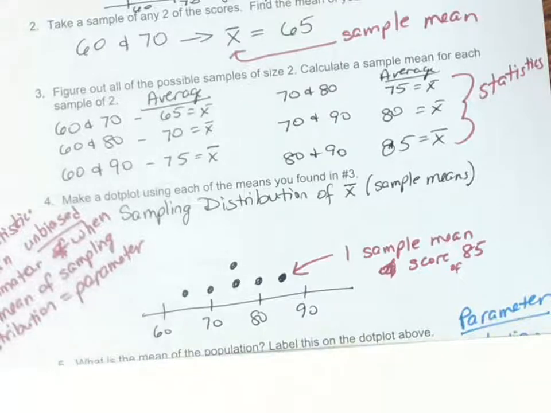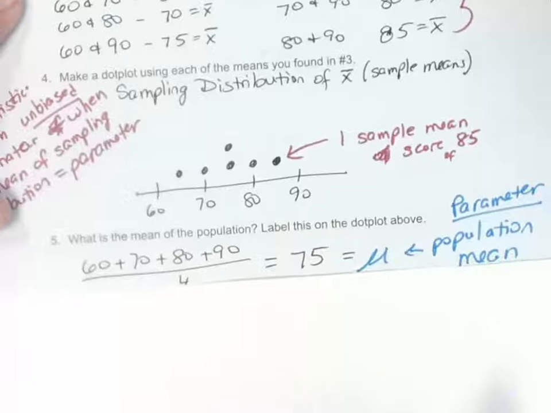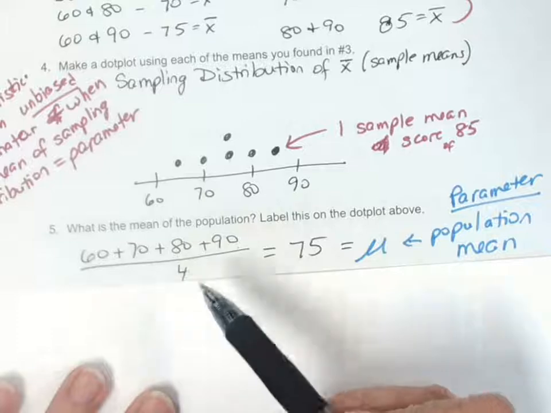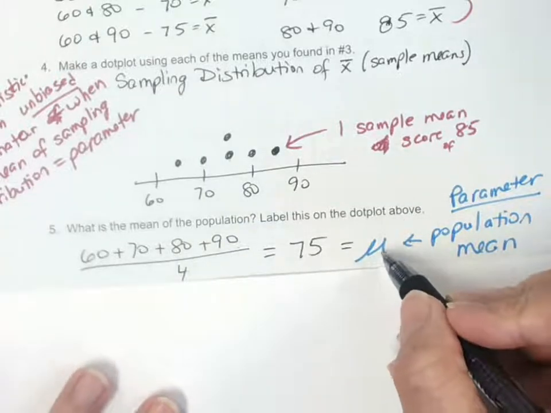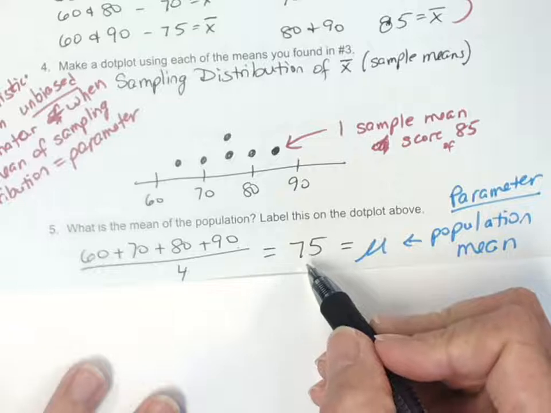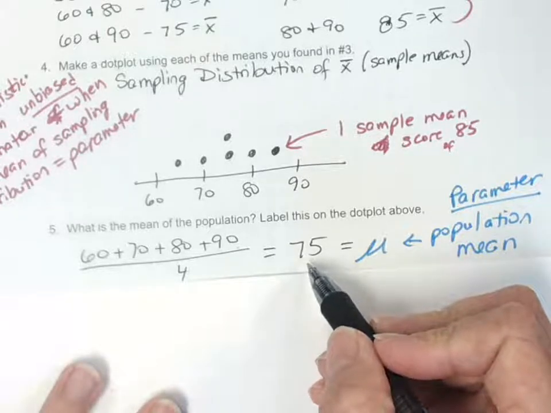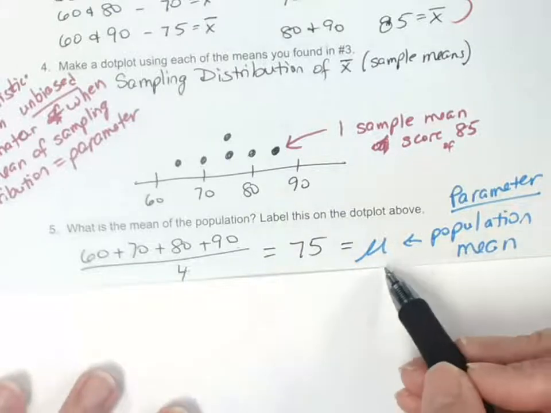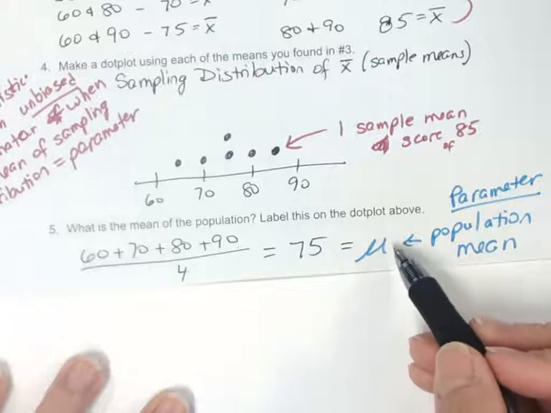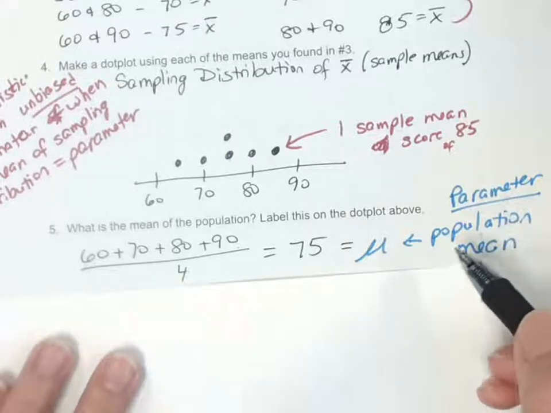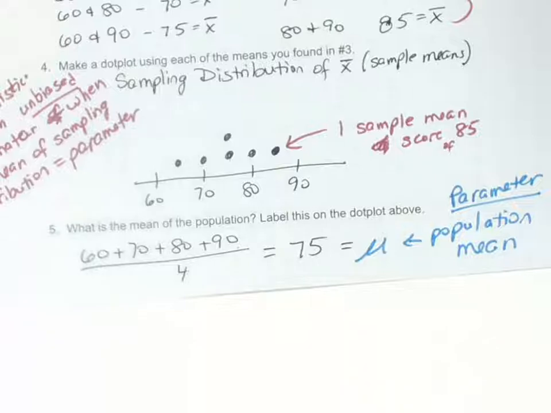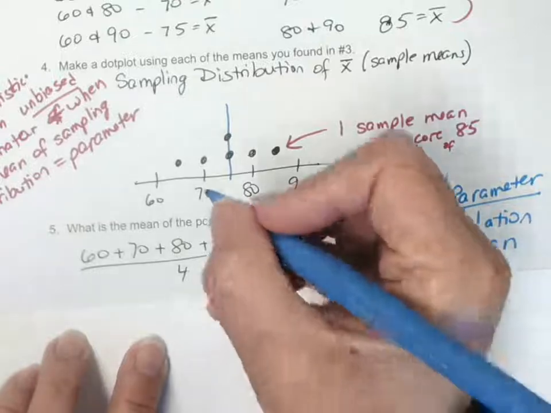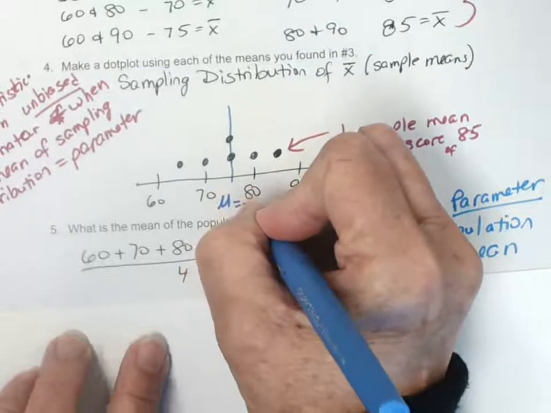What is the mean of the population? Well, of course, to find the mean of the population, I take my population, add them together, and divide by the number of elements in the population. So I get 75. The symbol I use for this is my population mean. Now, I've taken all 4 elements of my population, is mu. Mu is your population mean. So it's from every single one in the population. So that's your parameter. And if I want to put that on the chart above here, so right here is 75, and my mu value is 75.